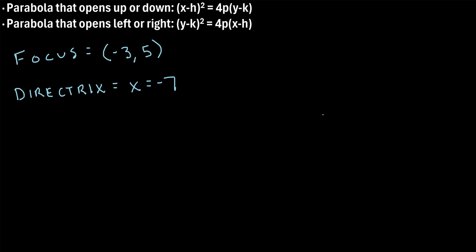Okay, let's try one more example. Let's say we're told that the focus is located at -3, 5, and the directrix is the line x is equal to -7. How can we find the equation of this parabola? So once again, it helps if we can visualize this situation.